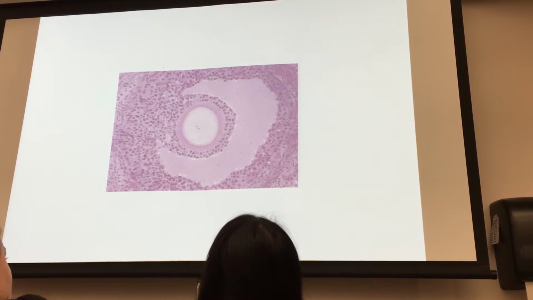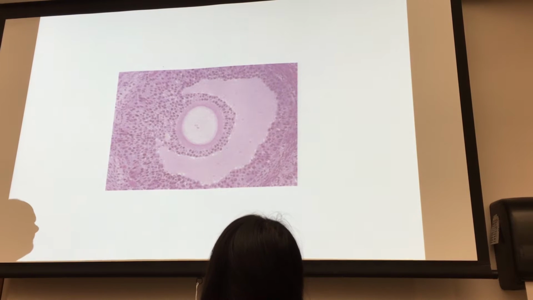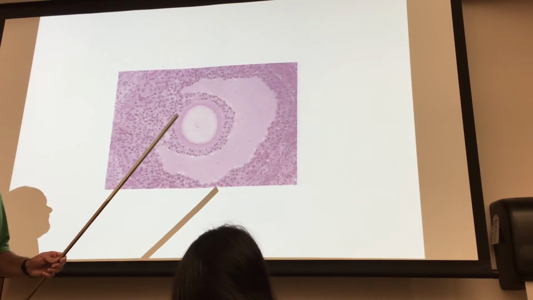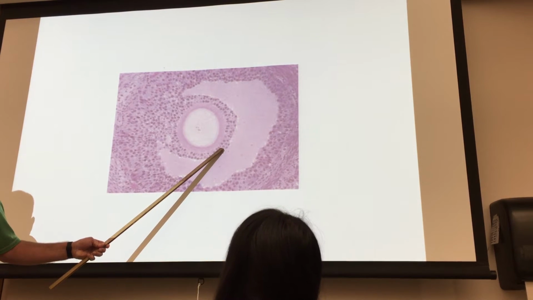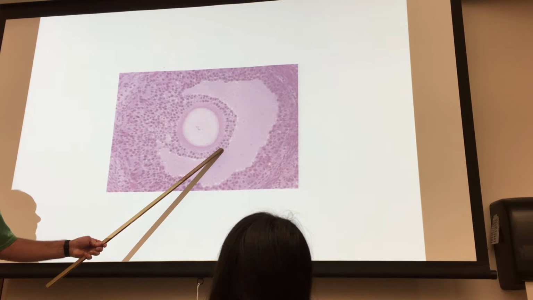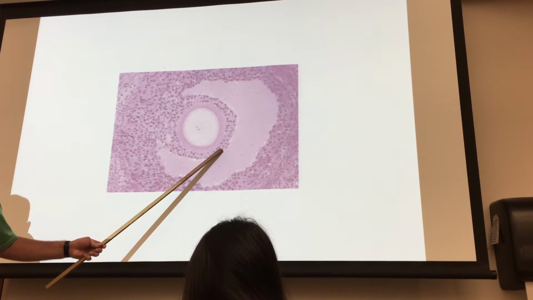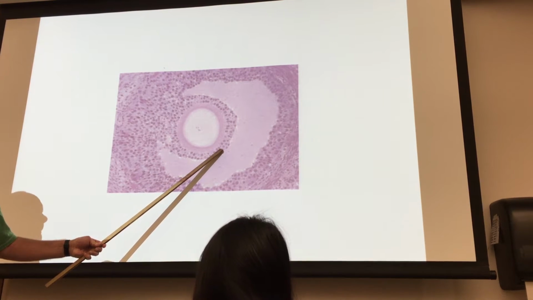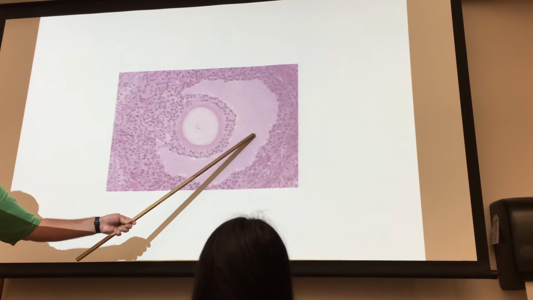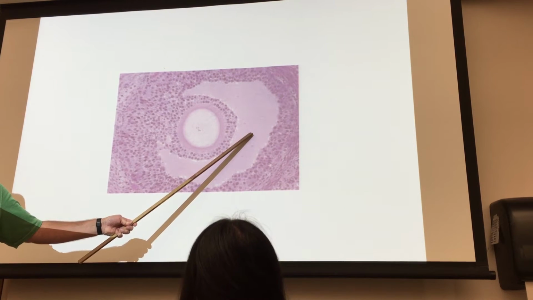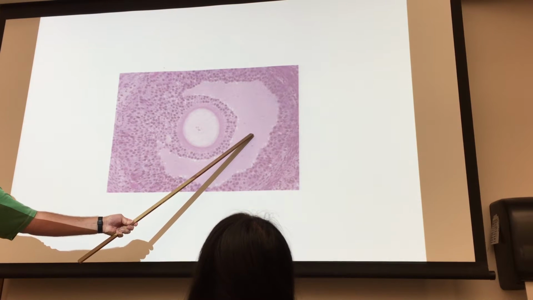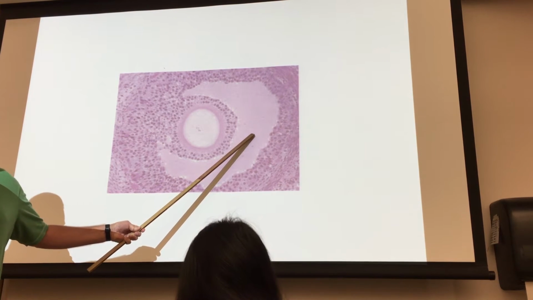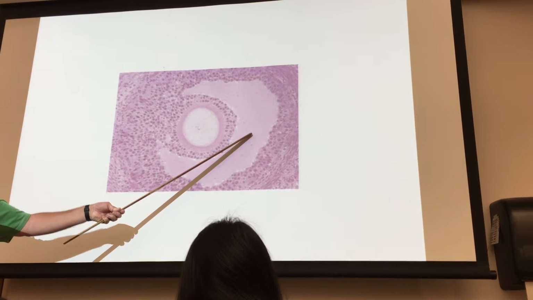Organ, ovary. Cell type, follicle cells, very good, follicle cell. Also, I would accept granulosa cells, some people have asked about that. Structure, you're right on it, antrum, a fluid-filled capsule that will pop during ovulation.